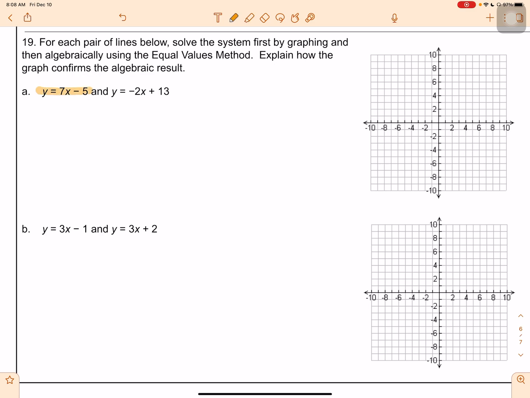So this one has a slope of 7, which to write as rise over run, would be 7/1. And the y-intercept is -5. So at -5 over here, I'm going to put that point. Okay. And then my rise is 7, so I'm going to go up 7 and to the right 1. So there is my line.